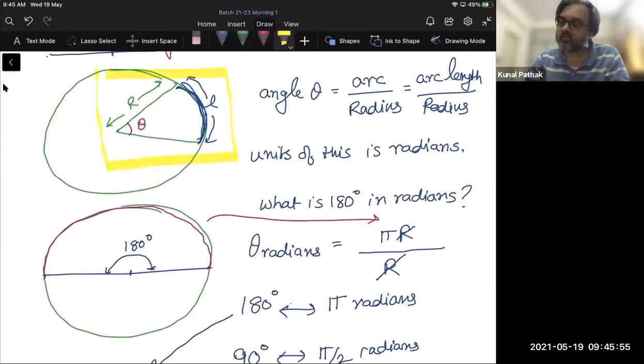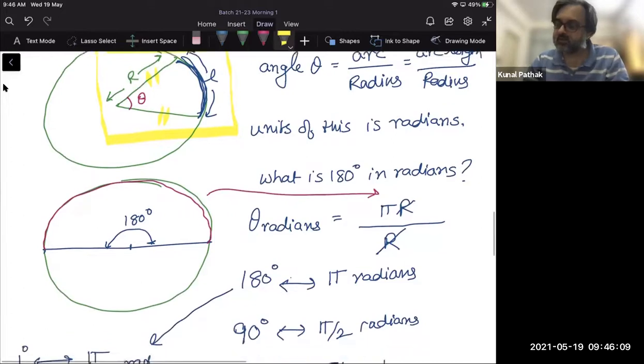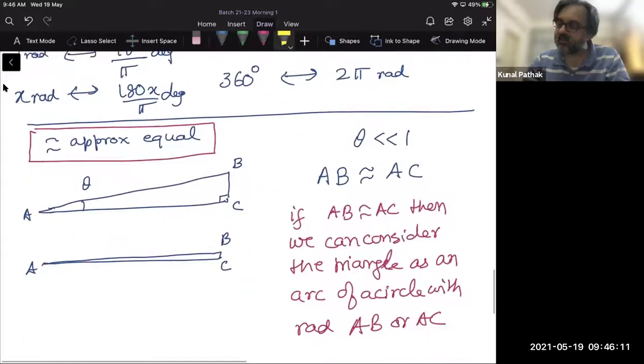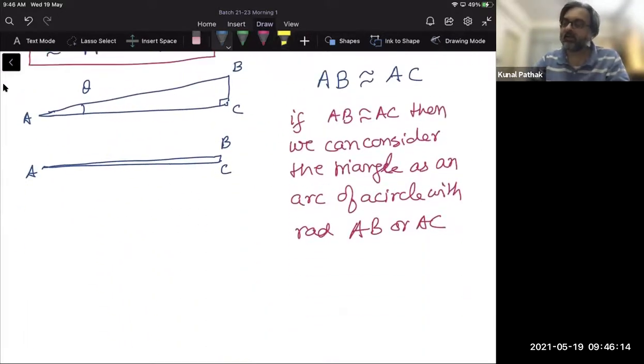The angle, of course, is extremely tiny, but the sector of a circle means that these two sides are equal, right? Two sides are equal. That is the meaning of a sector. So here I am saying that the behavior of a right angle triangle when one angle is extremely small is the same as the arc of a circle.